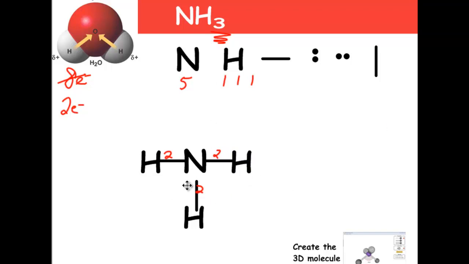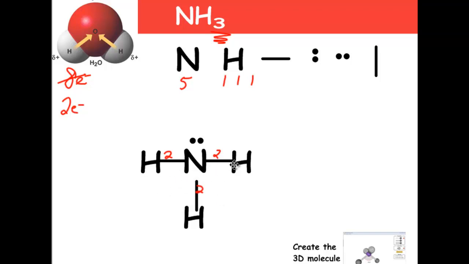But my nitrogen's not happy. Nitrogen has 2, 4, 6, it needs 2 more, and what luck, we have 2 in our bank, so we're going to grab 2 and draw them as unshared pairs of electrons. These are unshared. They're just going to hang kind of around the nitrogen for now. Meanwhile, the hydrogens are going to share 2 electrons each with the nitrogen.